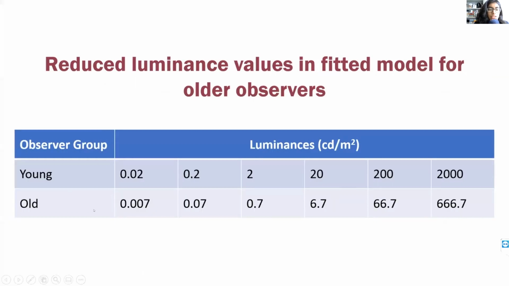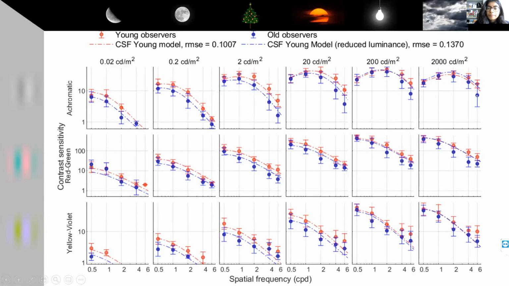Here's a table that shows how the retinal illumination decreases for older observers when compared to younger ones. So at 20 candela per meter square, a younger observer might get approximately 20 candela per meter square, but an older observer might see only 6.7, and so on. And so the results we get are here. You can see that for lower luminance levels, the contrast sensitivity of older observers is sufficiently predicted just by reducing the luminance to 1/3. And this is consistent for all three color directions. And the model predictions are well within the standard deviation of the data.